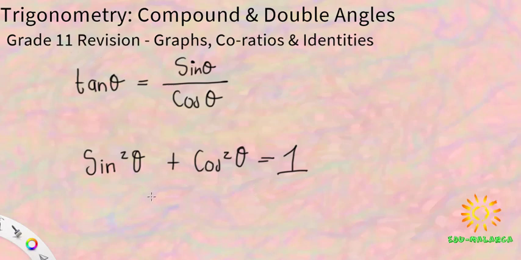If you are, please spend some time researching how to derive them and making sure that you understand them, and also remember them so you can simplify and solve trig equations. You'll be able to see how to use all of these, the identities and the co-ratios, in the next video where we're going to do examples on trig.